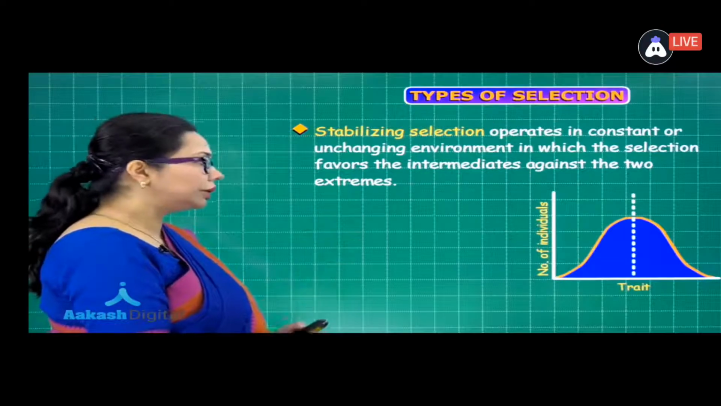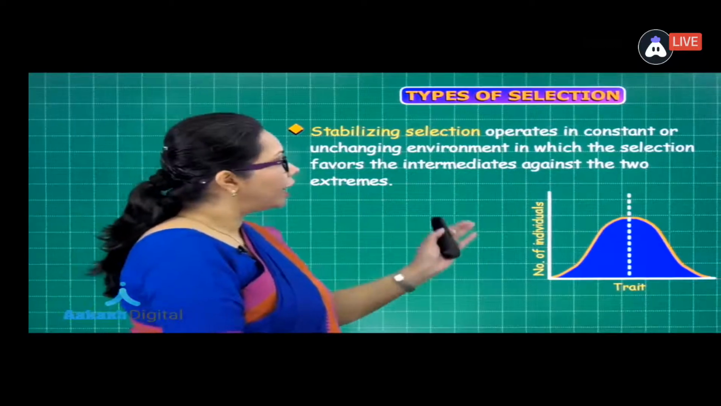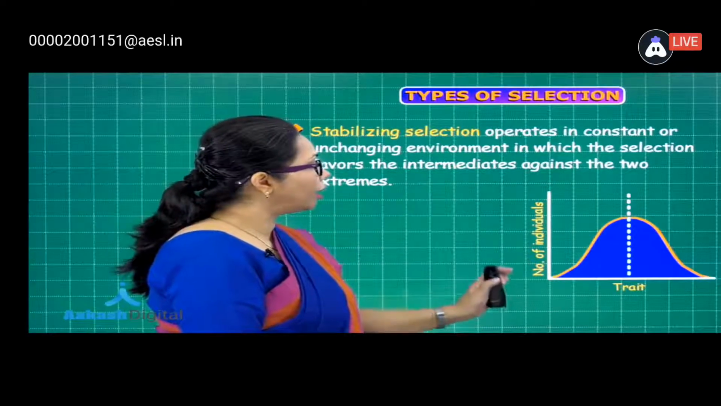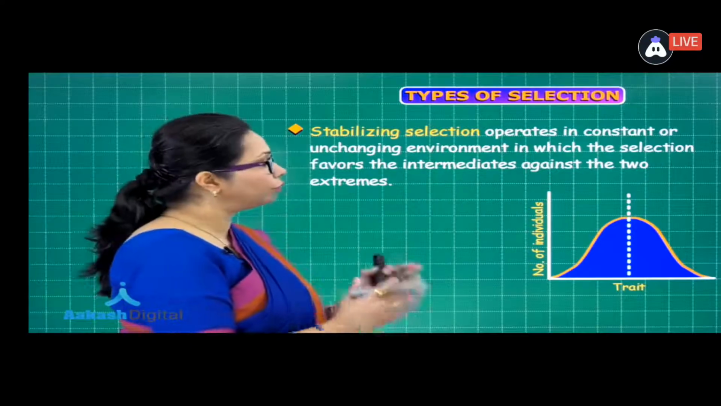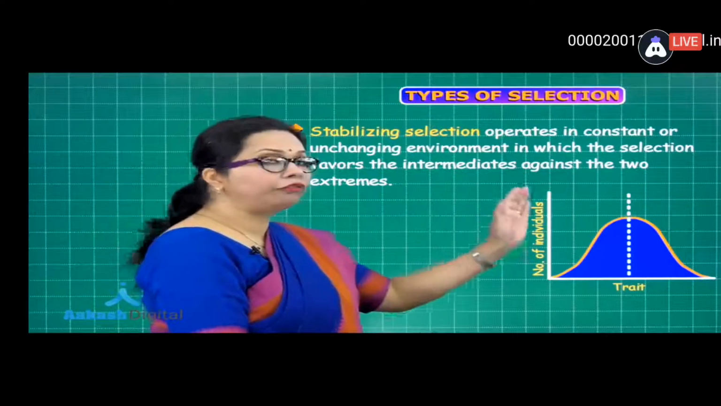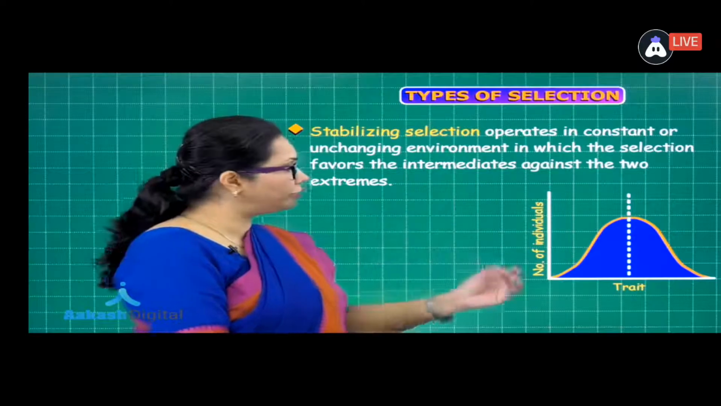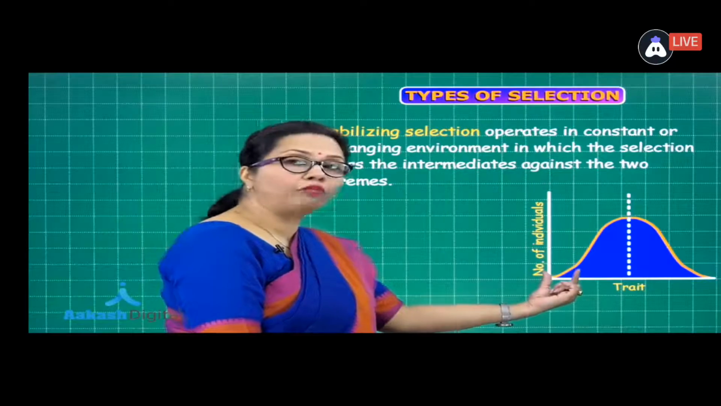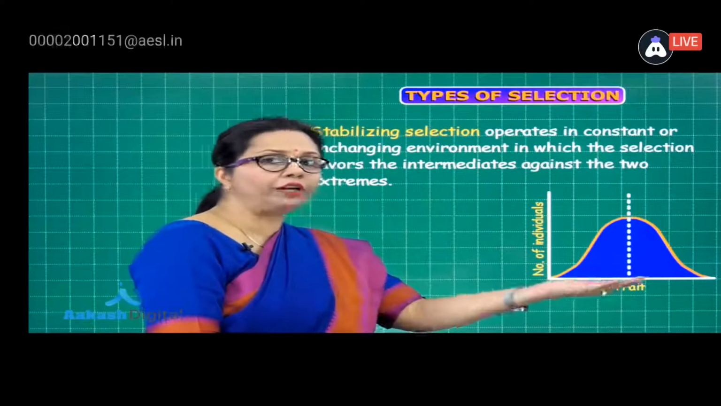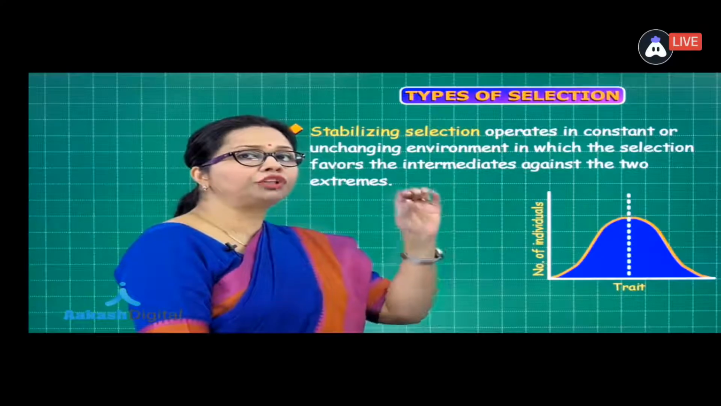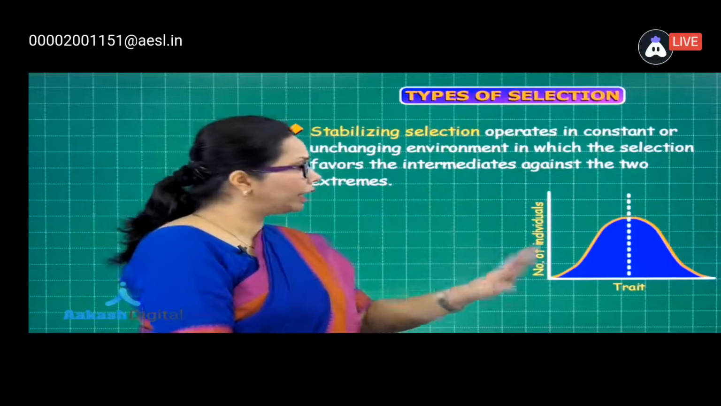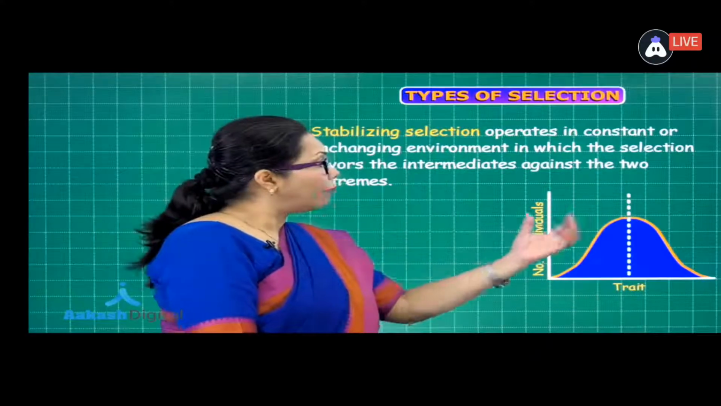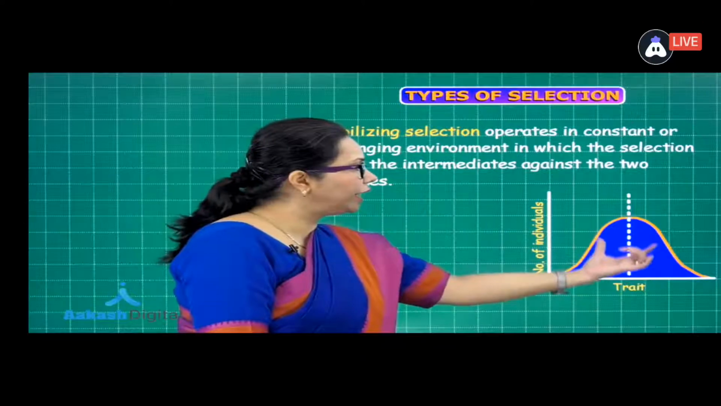Now let us first see a particular graph in which we are taking one kind of trait, let us say the height, and the number of individuals who have this particular trait. For any trait, if we plot a frequency polygon, we find that some individuals show one extreme. Even in a crop field, some plants are very short in height, while some plants are very tall, but the maximum plants are of intermediate height.